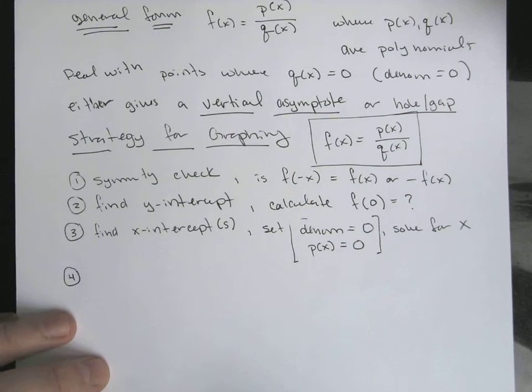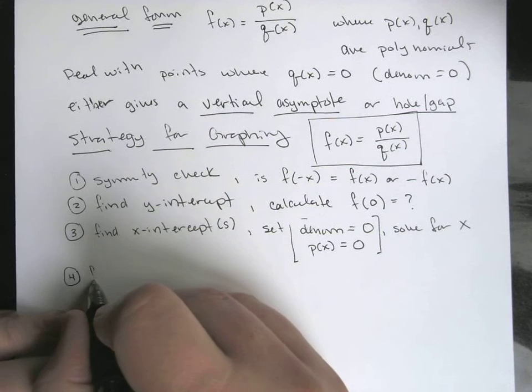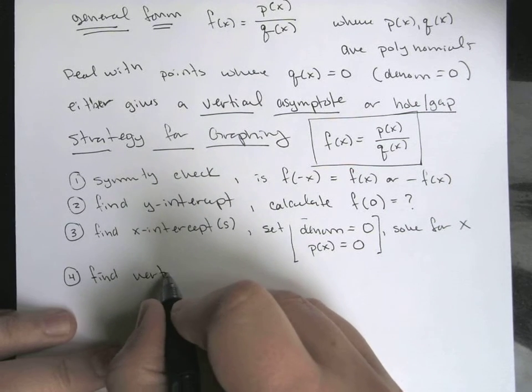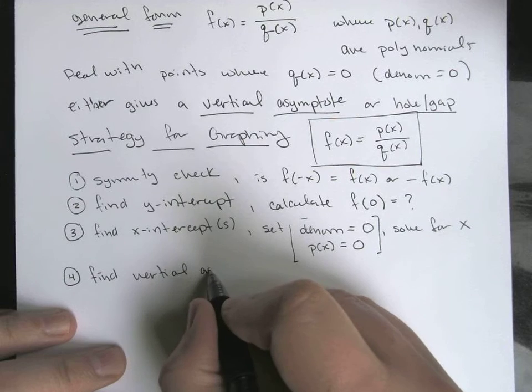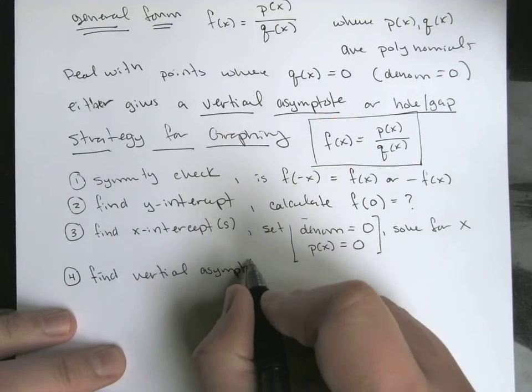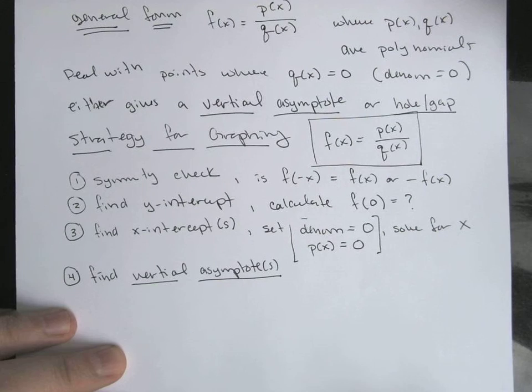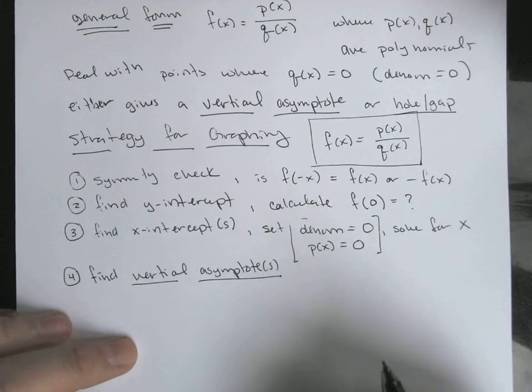So step number 4 is going to be find any of these vertical asymptotes. So again, there could be one, there could be none, there could be more than one. There's all sorts of different possibilities here.